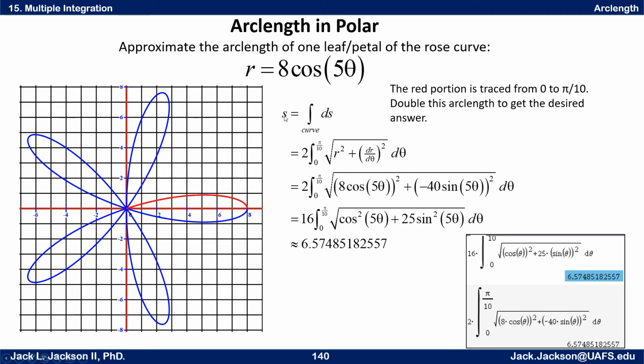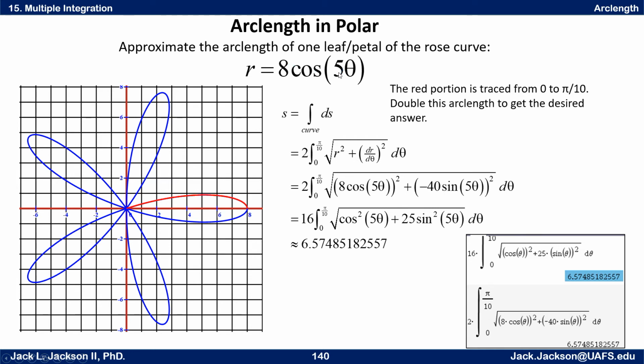Okay, so if you integrate across the curve ds, then you're going to get the arc length S. Theta is going to run from 0 to pi over 10. We want to do the square root of r squared plus dr over d theta squared, and then integrate that with respect to theta from 0 to pi over 10, but then we need to double it because that's only half of our arc length.